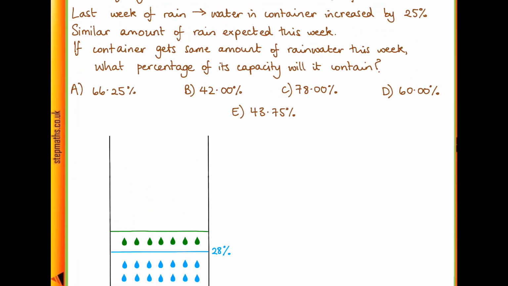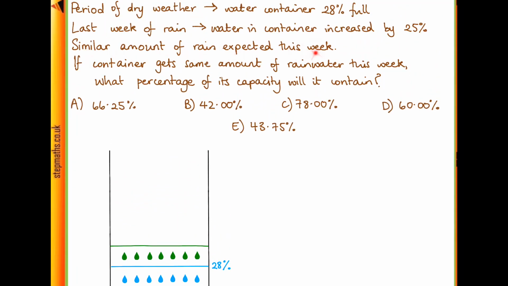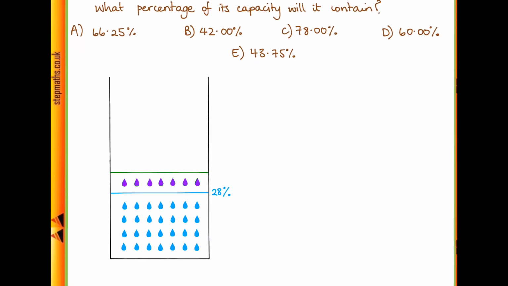And now this week we're predicting the same amount of rain again. So if we're going to get the same amount of rainwater, we increase by the amount that we had before, or by the amount we increased by before. And this is how full my container is. So what percentage capacity of my container is full then?